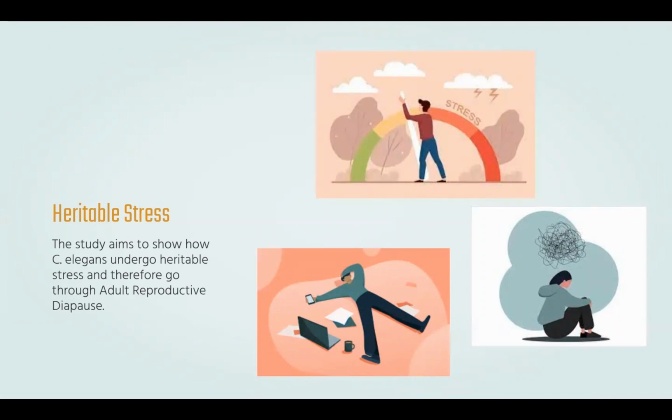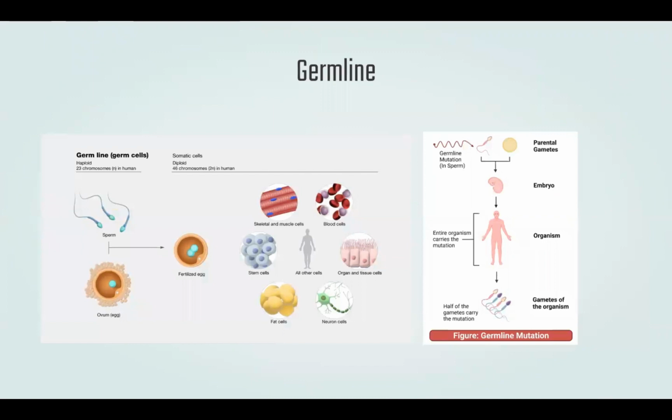To evaluate this, the researchers looked at the Piwi proteins found within the C. elegans. These proteins stabilize the piRNA found within testes. The specific protein that was tested was the PRG1 protein. These proteins are found in the germline, what allows genetic information to pass to the next generation. A method used to evaluate if these underwent heritable stress, and thus also through a form of adult reproductive diapause, was the visualization of germlines.